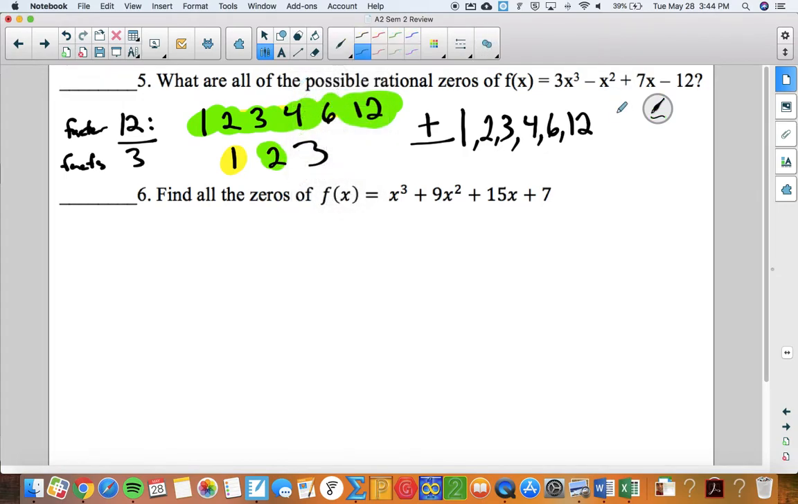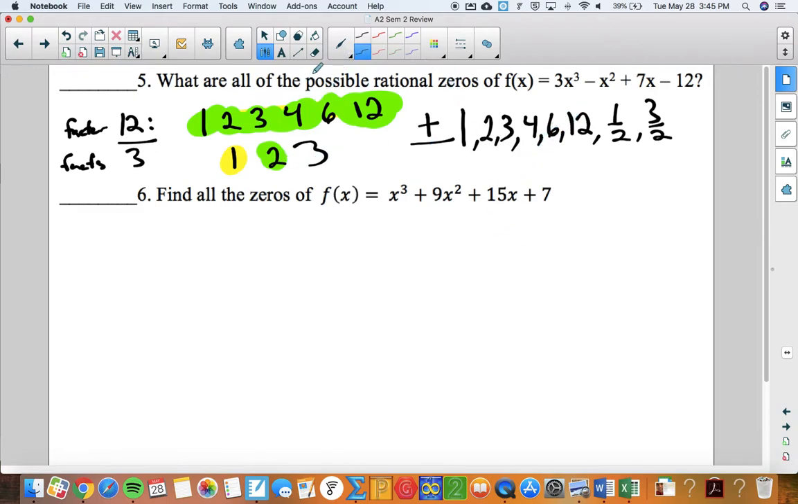So that's going to give you 1/2. 2 divided by 2 is 1, I already have it. It's going to give you 3/2, which I don't have. 4 divided by 2 is 2, which I already have. 6 divided by 2 is 3, which I already have. And 12 divided by 2 is 6, which I already have.